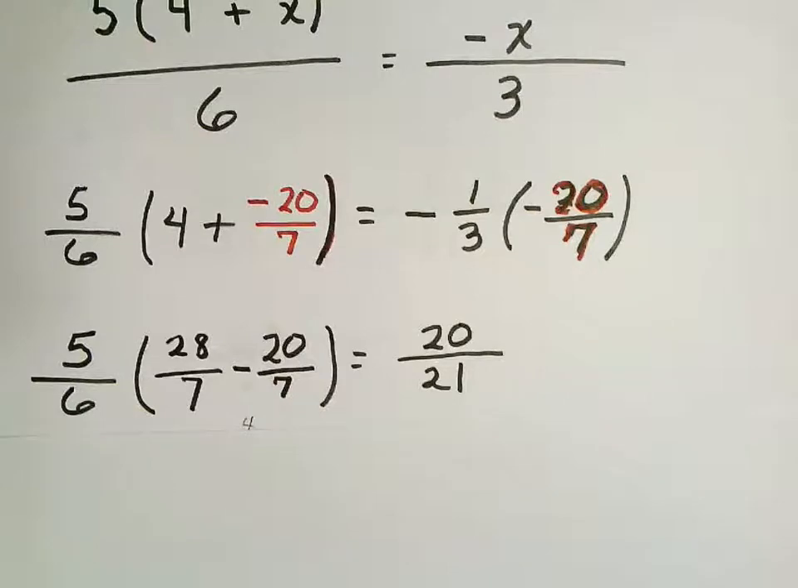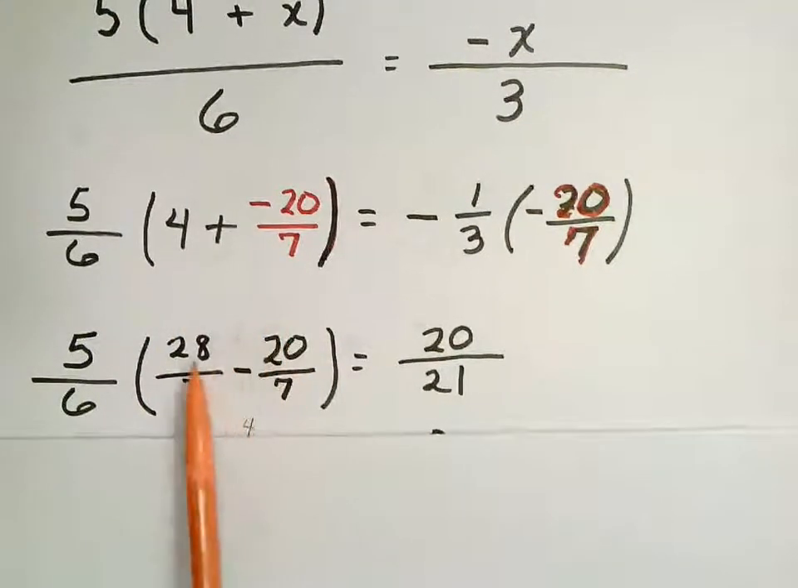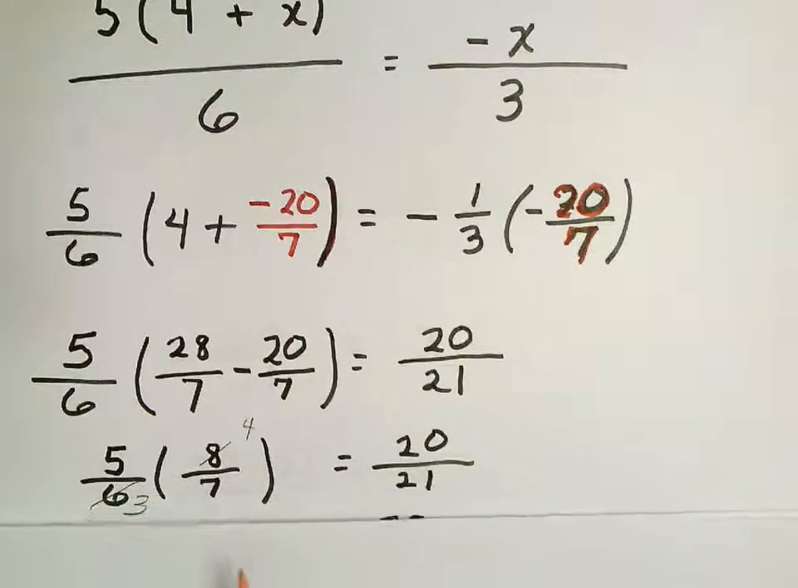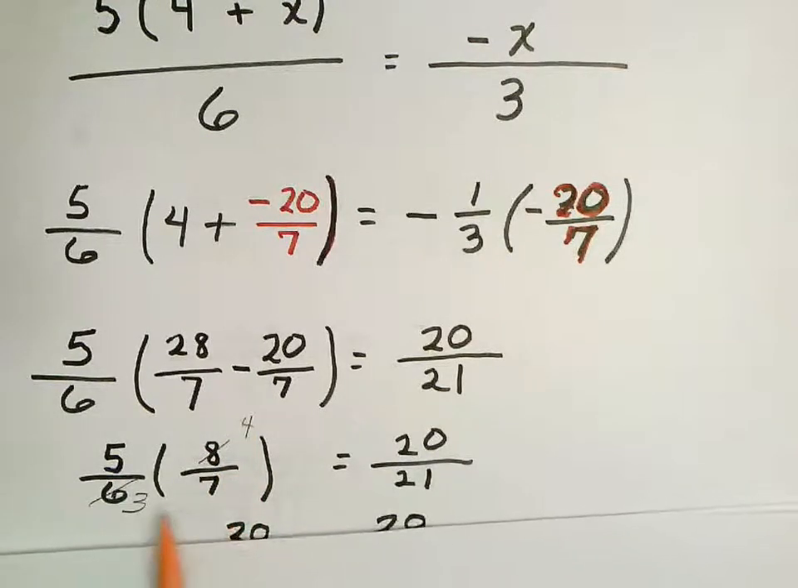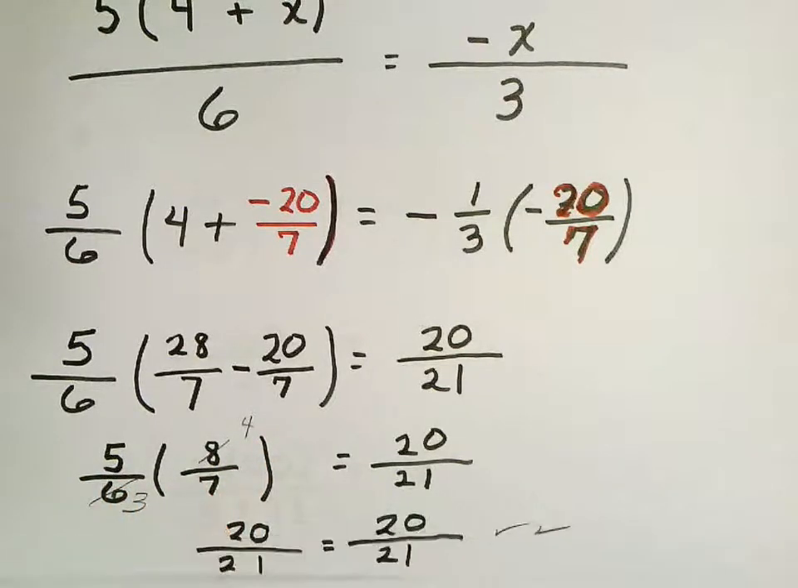We can only add and subtract fractions when we have like denominators. So we're going to change everything to sevens. 28 divided by 7 is a 4. And 28 minus 20 is 8. So we have 8 over 7 inside the parentheses. 2 will go into 6, 3. 2 will go into 8, 4. 5 times 4, 20. 3 times 7, 21. So we have 20 over 21 equals 20 over 21. And the problem checks.